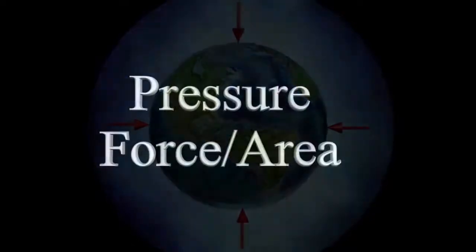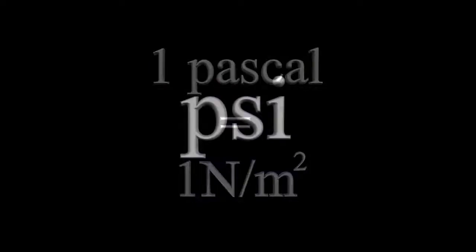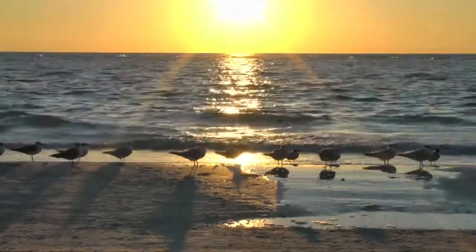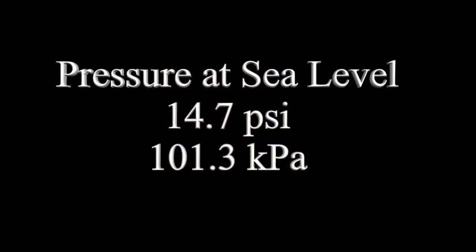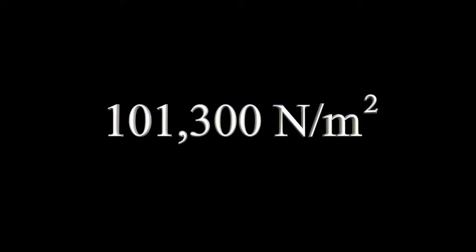Pressure is a force per unit area. The standard SI unit of pressure is the pascal. 1 pascal is 1 newton of force per square meter. You will also find PSI, or pounds per square inch, used in parts of the world, particularly America. Air pressure at sea level is 14.7 psi, or 101.3 kilopascals. That's over 101,000 newtons of force per square meter.